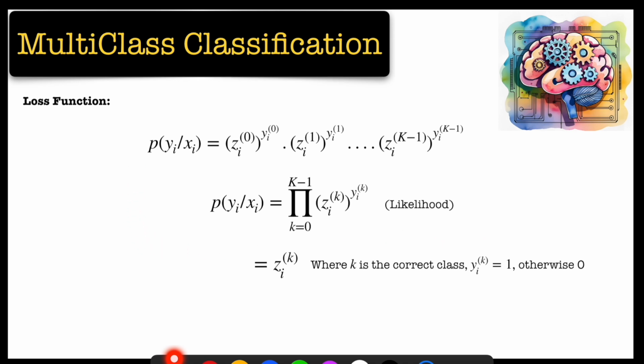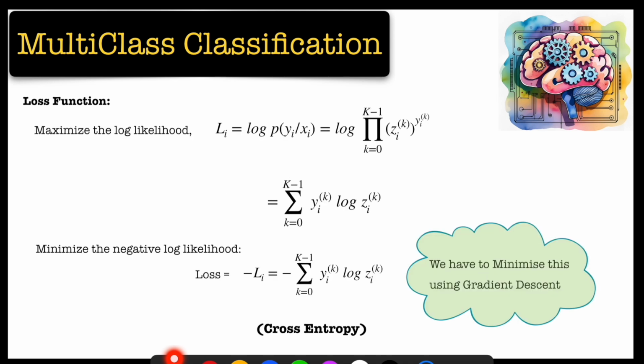So we have to maximize the likelihood, or we maximize the log likelihood. If we take the log of this p of yi given xi, the log of this product will be the summation over k equals 0 to k minus 1 of yik log zik. So this is our log likelihood that we have to maximize.